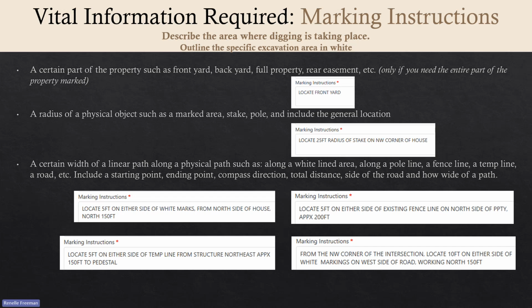And then if it's an example from an intersection where you're doing some work, start from the northwest corner of the intersection, locate 10 feet on either side of the white markings on the west side of the road working north 150 feet. These are all very clear and simple starting points, how far you're working, how wide of a path you need, and then an ending point, whether that be by distance or a physical ending point.